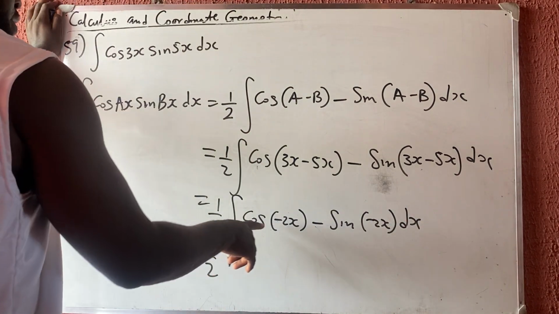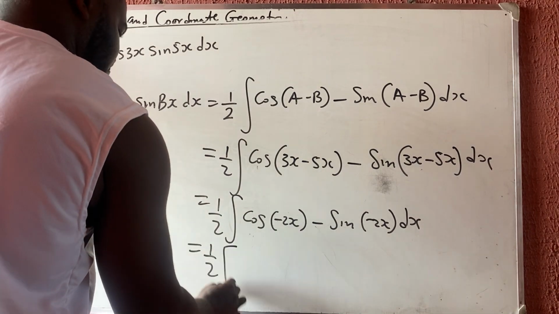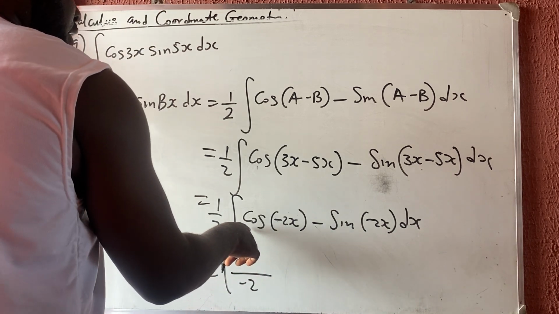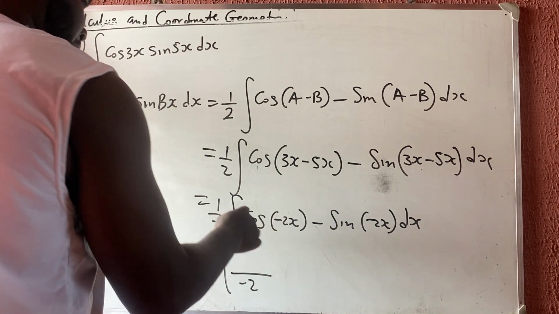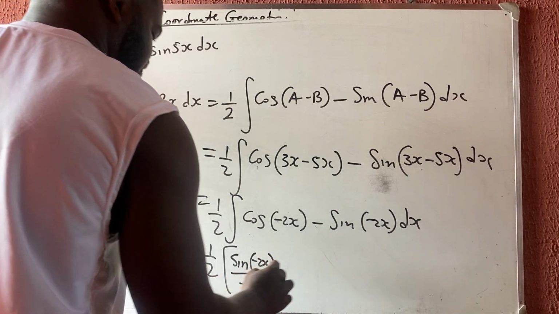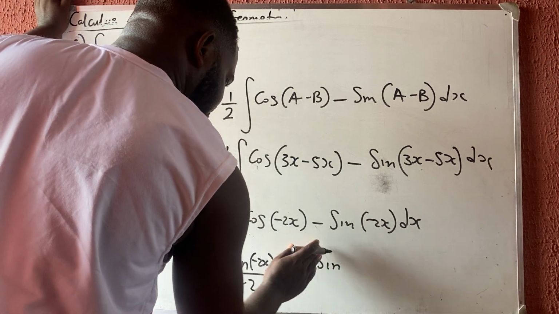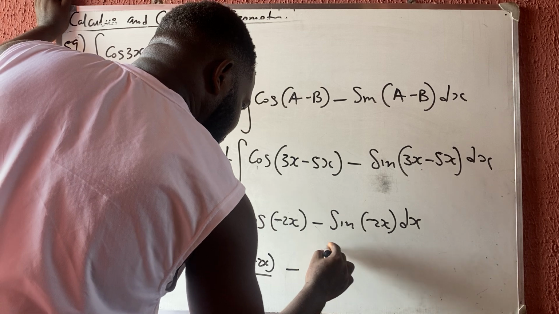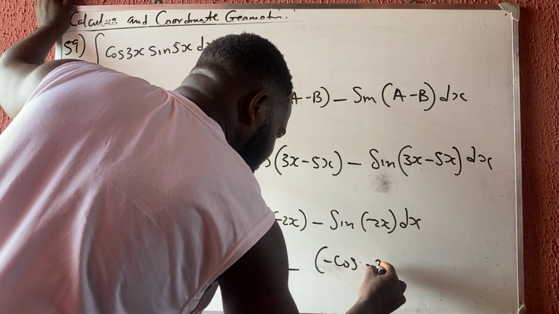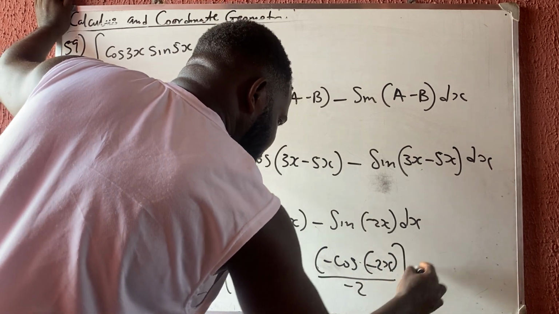So which is what? 1 over 2. Differentiation of this is minus 2, so you will use it and divide. The integral of cos is sine, so this is sine minus 2x. Then minus sine minus cos 2x, all over minus 2, then plus a constant.